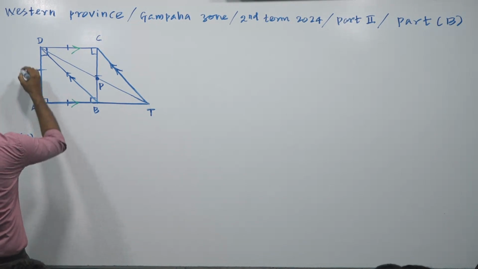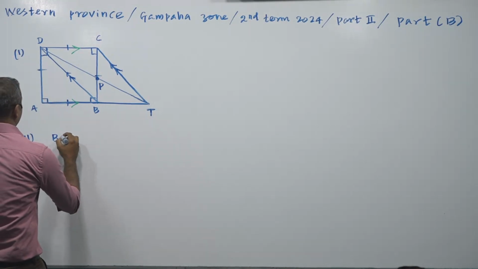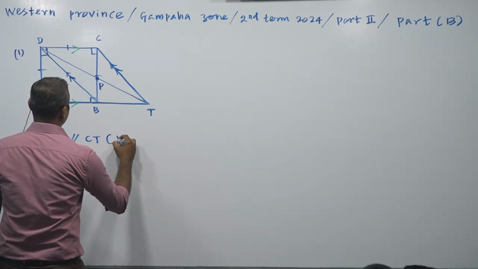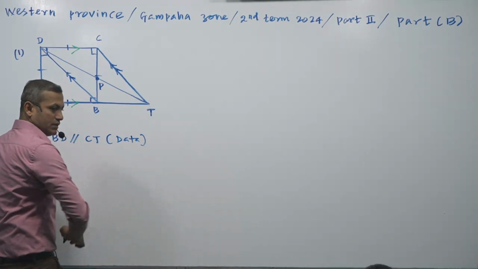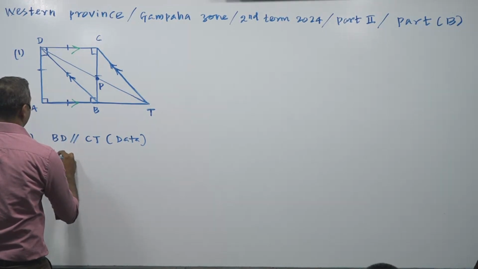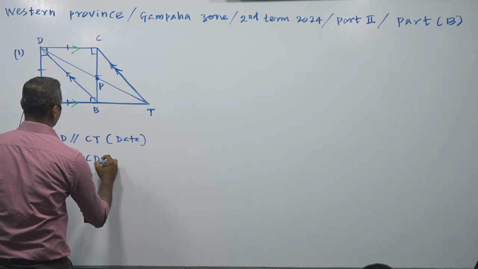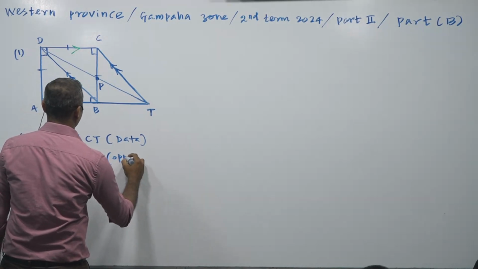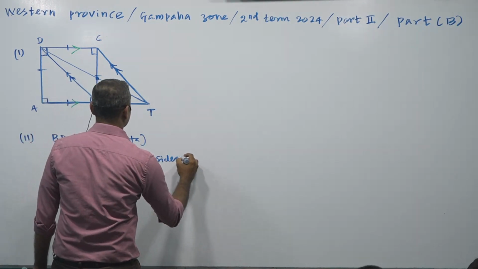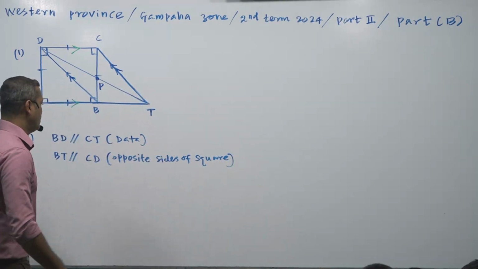Second part, right? First part is to draw the diagram. You can say BD is parallel to CT, that is given in the data. Yes or no? But we can say BT is parallel to CD or DC, opposite sides of the square. Opposite sides of the square.